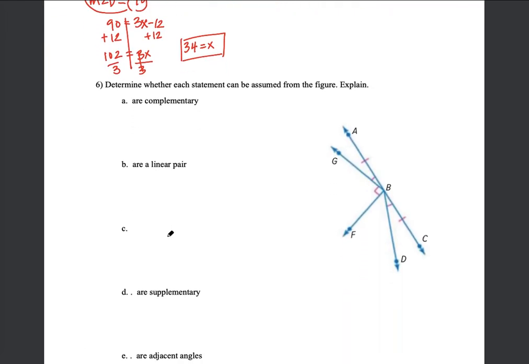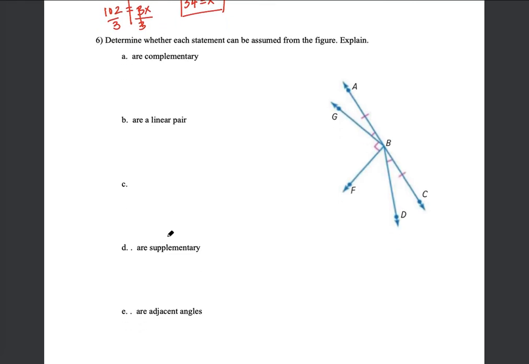Okay, almost done. It says determine whether each statement can be assumed from the figure, and it wants us to explain. And I erased it again. Okay, so we want to check to see if, let me use a different color. Let's see. Let's use blue. Okay, so I need to check to see if angle D, B, C, and angle A, B, G are complementary. It's kind of close together. A, B, G are complementary.